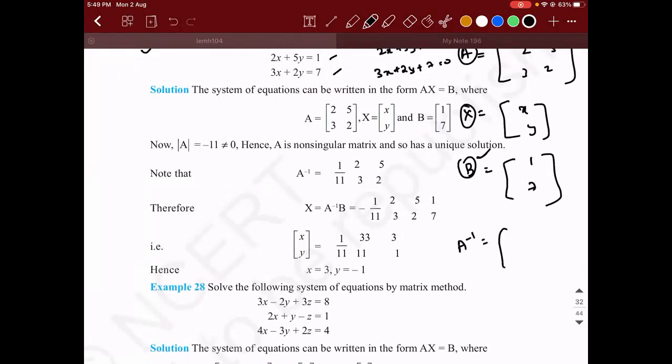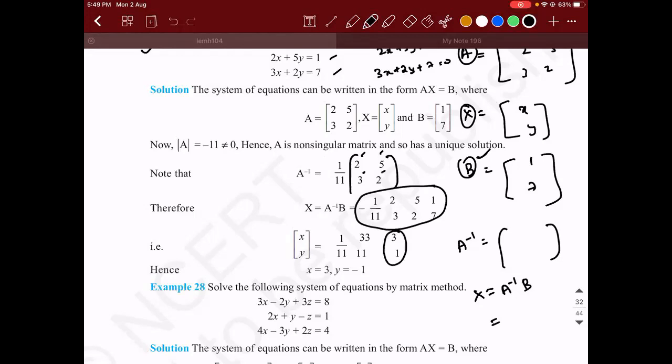Then what is A inverse? So A inverse is 1 by 11 times the matrix 2, 5, 3, 2. So X will be equal to A inverse into B. Multiply the A inverse with B, then you will get a column matrix. Comparing both the sides, you get x is equal to 3 and y is equal to 1. Can you guys do this part?